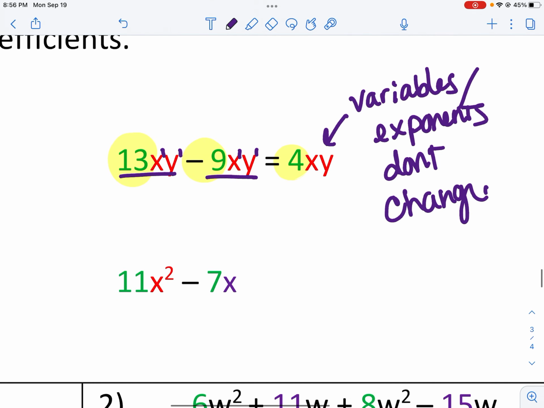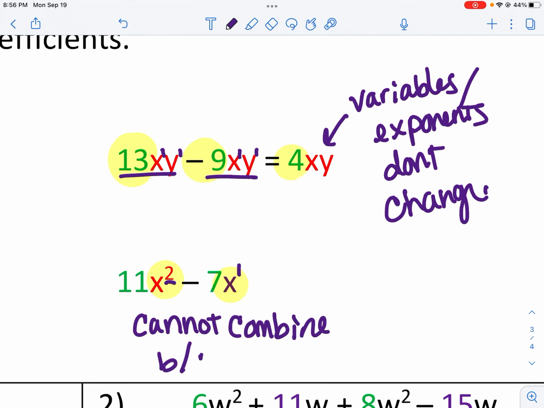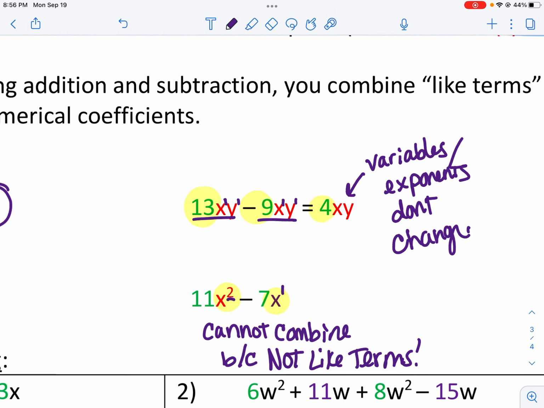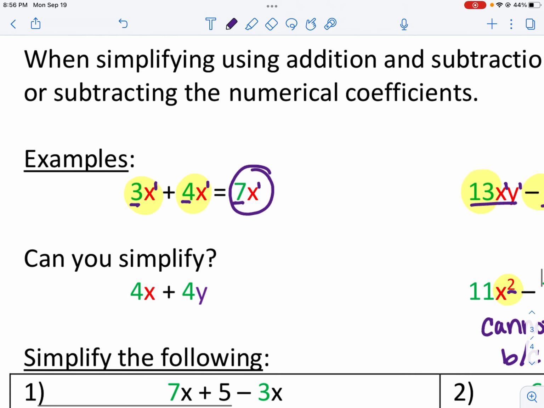All right, so if you look at the one directly below it, 11x squared minus 7x, this has the same variable, but the power here is a 2, the power here is a 1. So we cannot combine these because they are not like terms. They have to have the same variable raised to the same power. Okay. And then same over here, 4x plus 4y. Those two variables are different, so we cannot combine or cannot simplify.